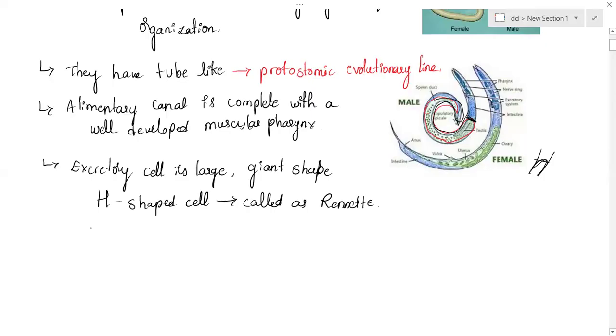Here the sexes are separate. You can see here the male is different and the female is different. They are not hermaphrodites, so sexes are separate. And the fertilization here is internal.